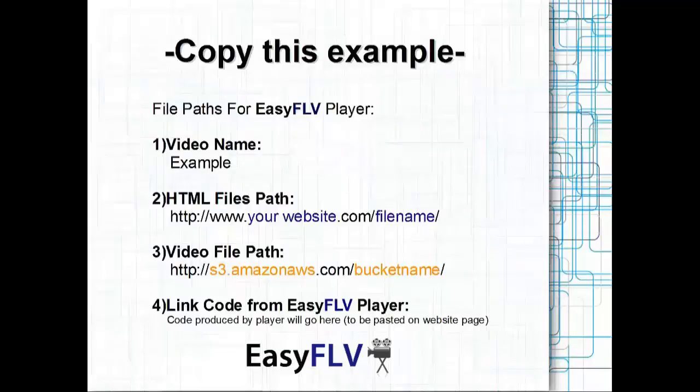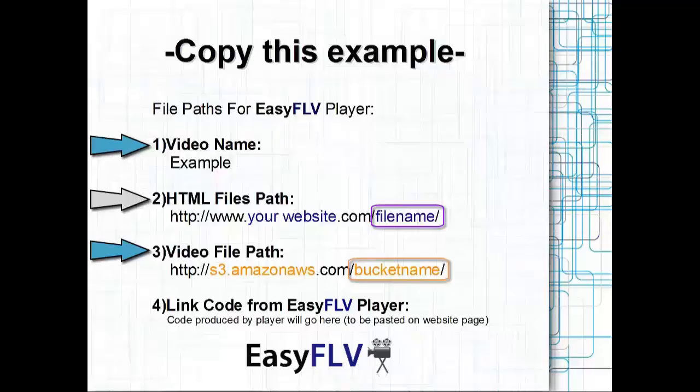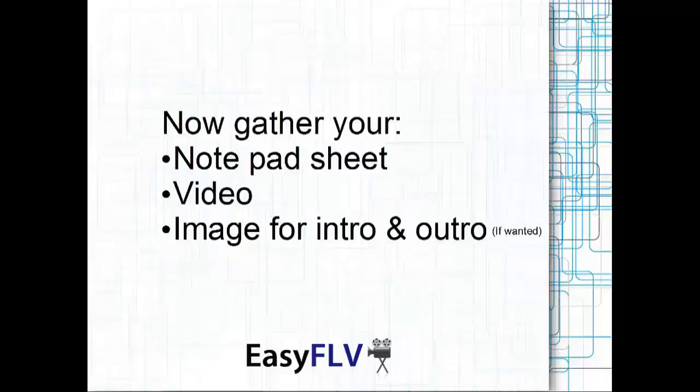Copy this example exactly as it is. You can see the video name and then your HTML file path. Your file name must match the name that we put on your folder in your server. And then your video file path is for your Amazon S3 account, and there's the bucket name that you want to put down that you copied from earlier. Then down below we'll put the code that the FLV player gives us to put onto the website.